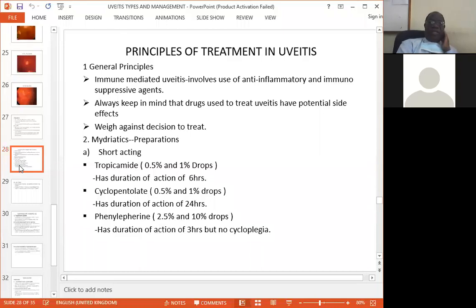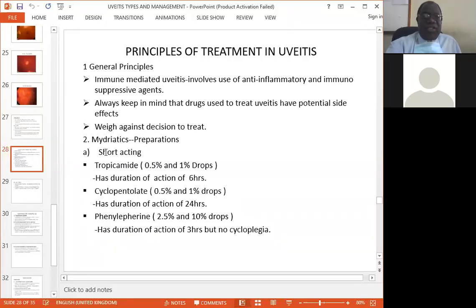Principles of treatment in uveitis. General principles: immune-mediated uveitis means use of anti-inflammatory and immunosuppressive agents. Always keep in mind that drugs used to treat uveitis have potential side effects, like any other drug. It's not only here; whatever drug you are using in medicine, there are potential side effects. Weigh these against the decision to treat.